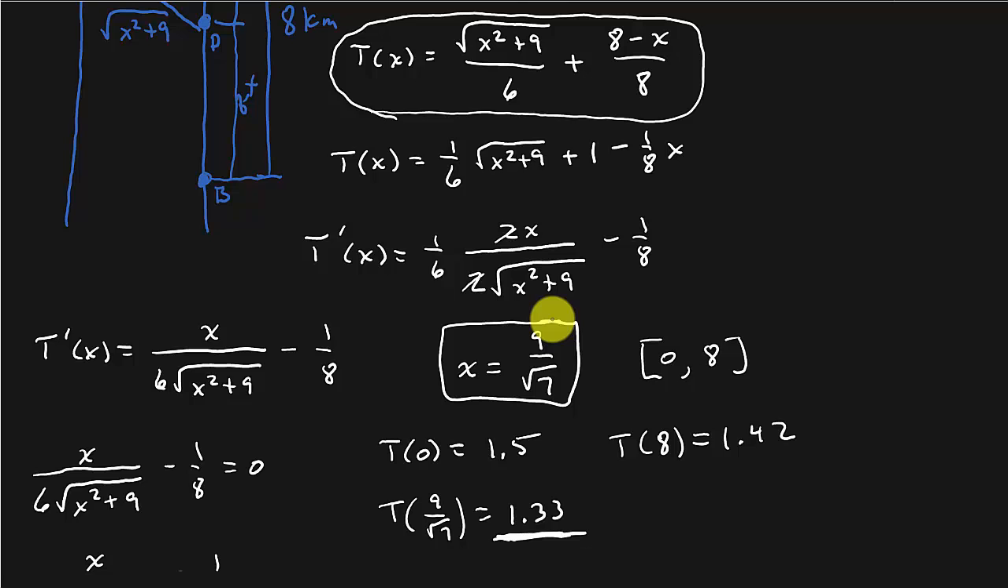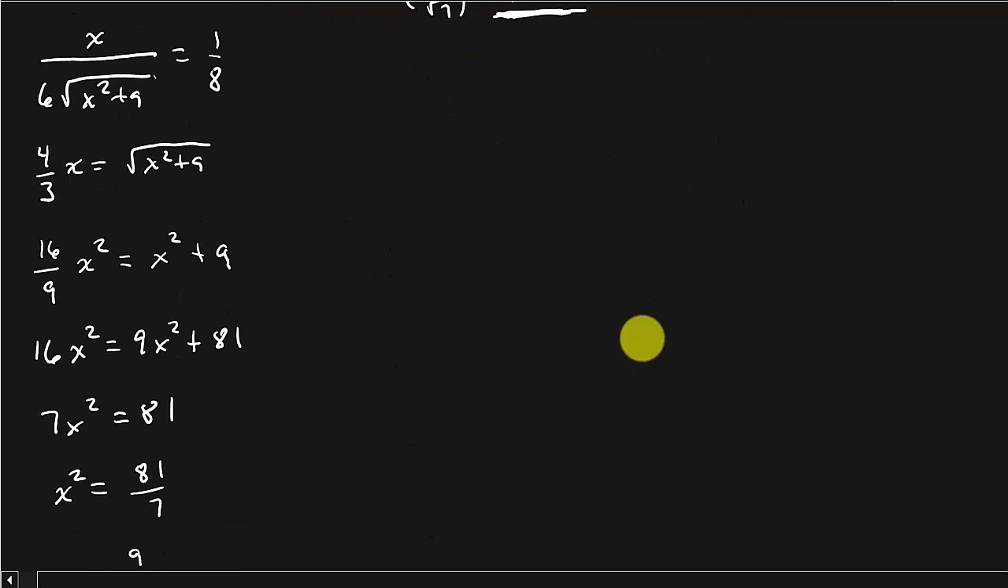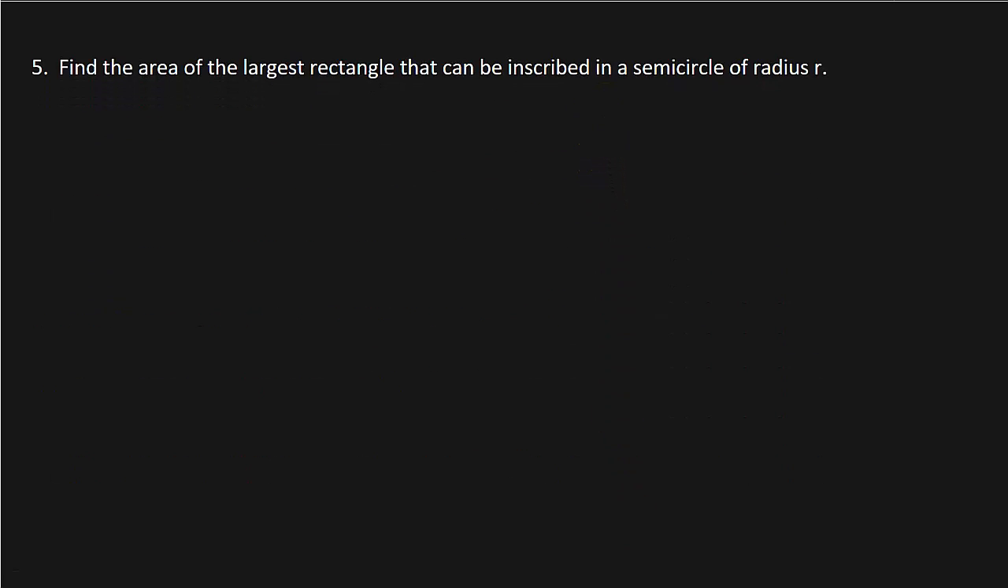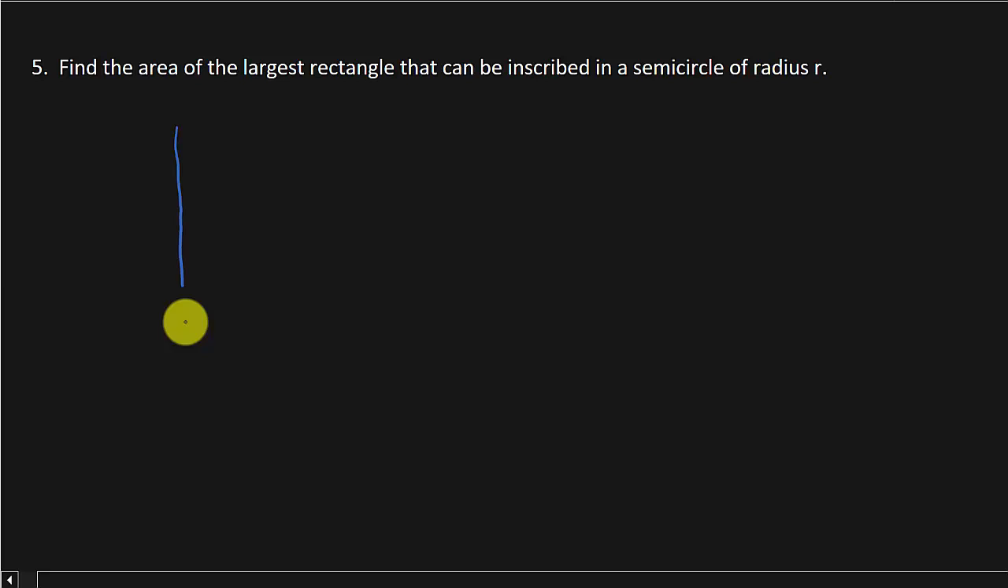All right, so let's take a look at the next problem. Find the area of the largest rectangle that can be inscribed in a semicircle of radius r. All right, so let's draw a picture. So if I draw the semicircle, it's going to be right there.